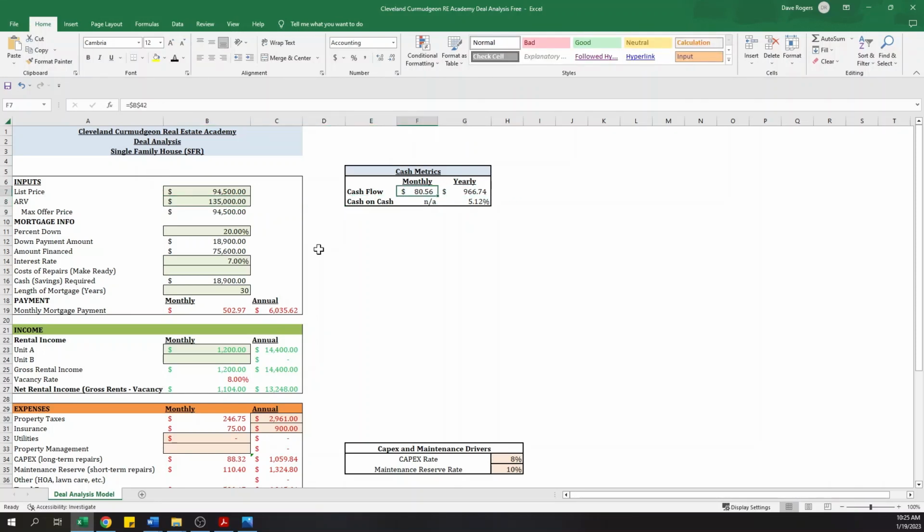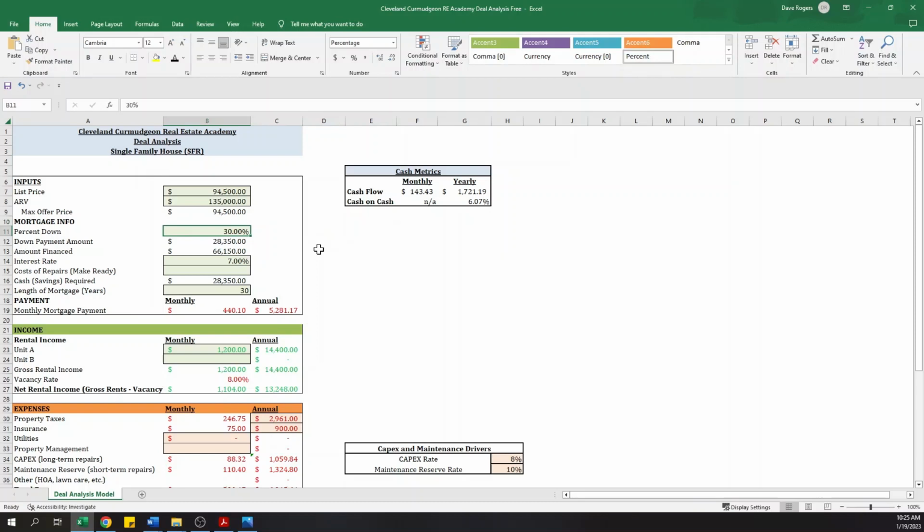I'm getting 80 a month. That's still not spectacular. It's a 5% cash on cash return. And then we can adjust our down payment. So what if I put 30% down? Now my cash flow went up and my cash on cash went up, which is interesting.